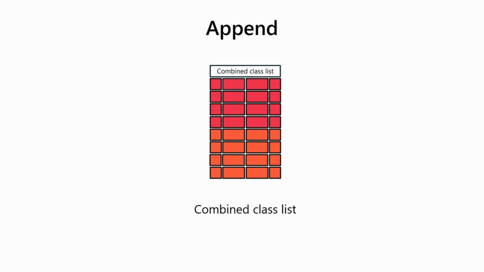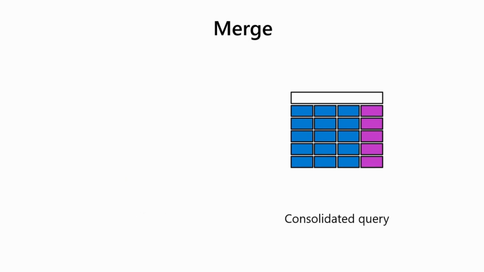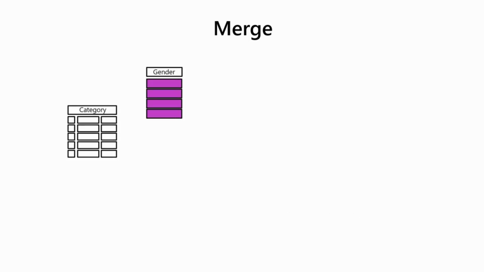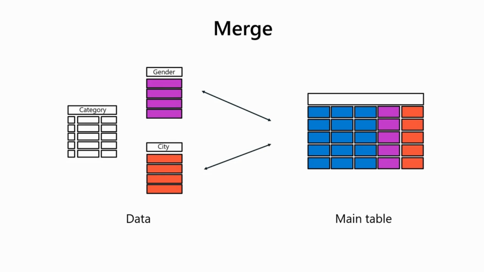On the other hand, when merging queries, you consolidate data from multiple tables into a single entity by leveraging a shared column between the tables. For example, data with specific content such as gender, category, and city is stored in different independent tables and referenced by main tables that require this information.